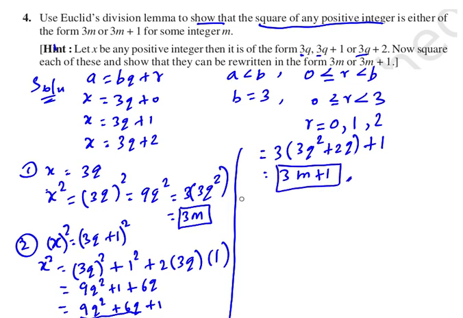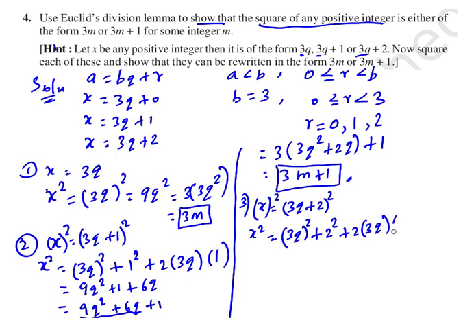Next we will take the third condition. What is the third one? x equal to 3q plus 2. So we will square on both sides. So x square equal to, this side again (a plus b) the whole square. A square plus b square plus 2ab format we have to write. (3q) the whole square, plus b square, plus 2 times 3q times 2.